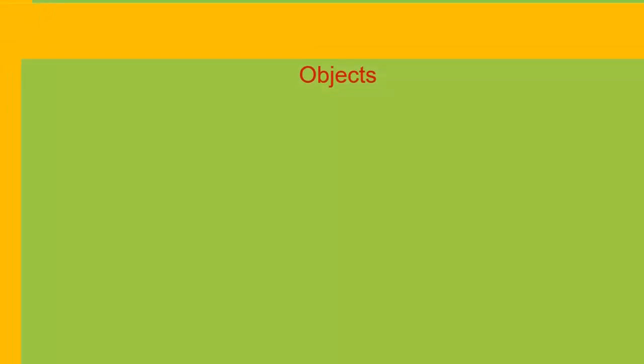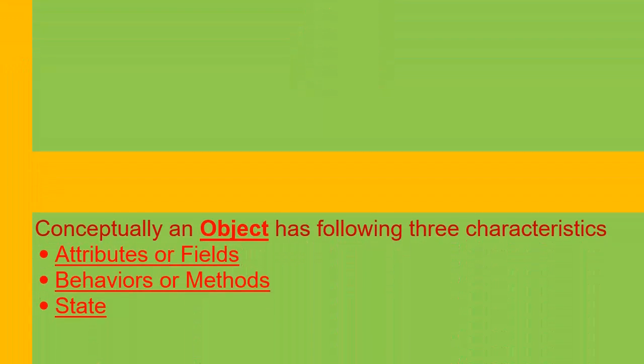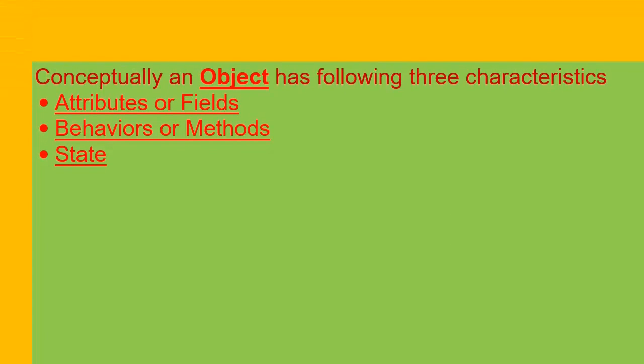Now we will discuss objects. Conceptually, an object has the following three characteristics: attributes or fields, behaviors or methods, and the state. Two of these characteristics, attributes and behaviors, are the same as in class. So state is the only characteristic of objects which makes them different from classes.